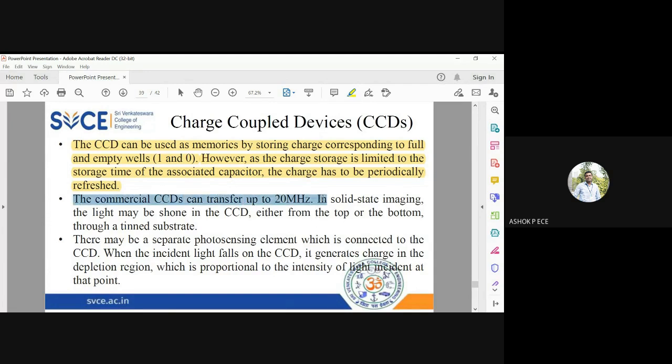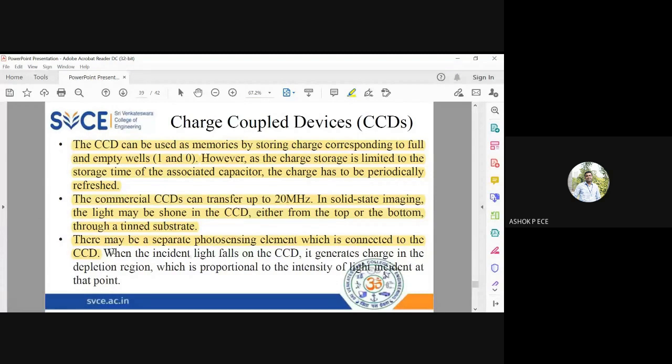In solid state imaging, the light may be shone on the CCD from top or bottom for a charge transfer. So usually CCDs operate with electrical DC voltage, but even nowadays CCDs operating with light are available. So you can transfer, if you shine light from either top or bottom of the device, the transfer of charges will be happening instantly. Separately, you will be having a photo sensing element which will detect light. So when light is shone on the CCD, the light will be converted into voltage, and that voltage will be sufficient to produce a charge carrier movement.